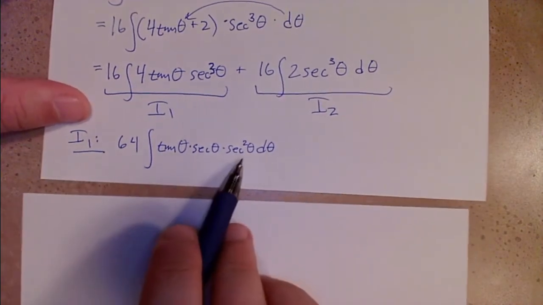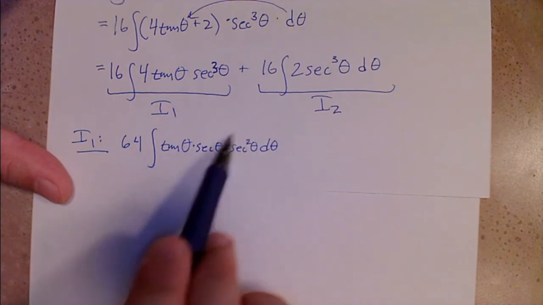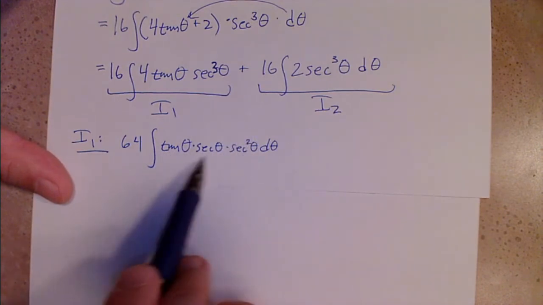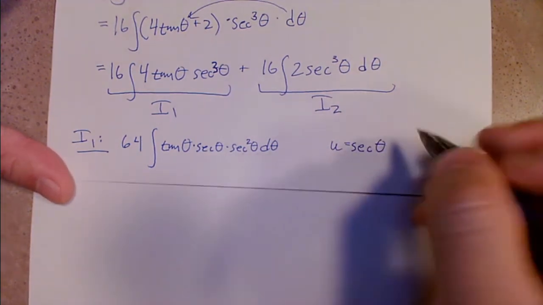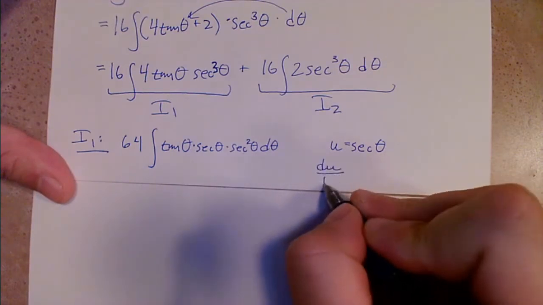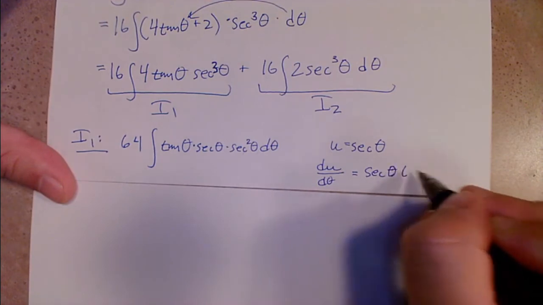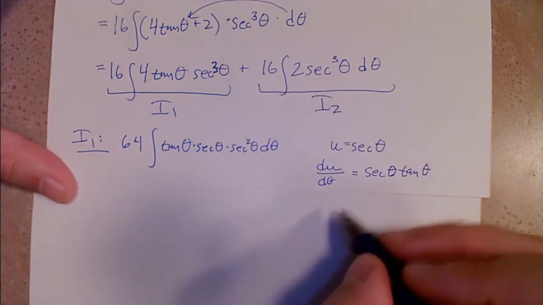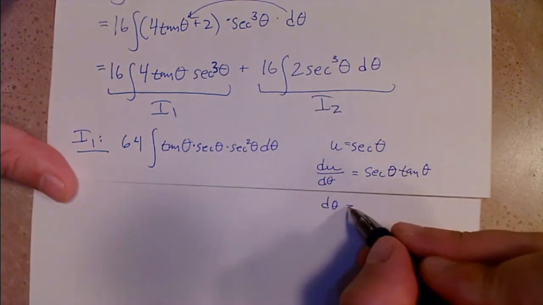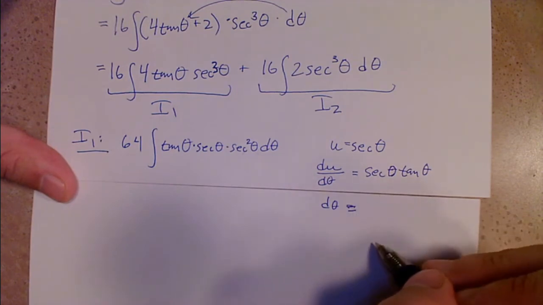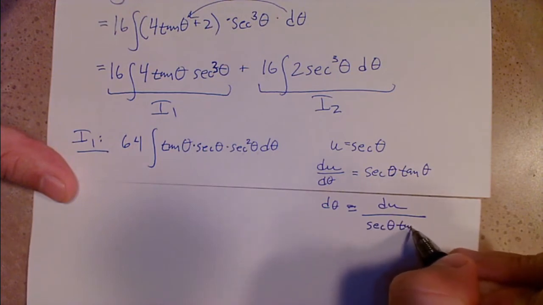So the reason why I broke this up is because remember that the derivative of secant is secant tangent. So the derivative of a thing appears in that problem. So if I call u equal to secant theta, the derivative of u with respect to theta is secant theta tangent theta. And so therefore d theta, the thing that I'm eventually going to want to replace in this u sub integral, is equal to du over secant theta tangent theta.